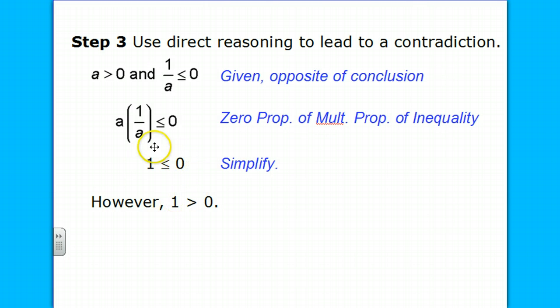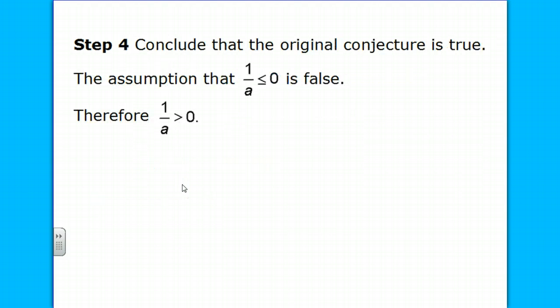Is this a true statement? No, this contradicts. This is not true. So, conclude that the original conjecture is true. The assumption that 1 over A is less than or equal to 0 is false. Therefore, 1 over A is actually greater than 0.